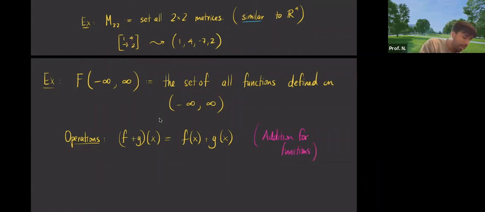And then we also have scalar multiplication. C of f of x is equal to c multiplied by f of x. Scalar multiplication and addition for functions.